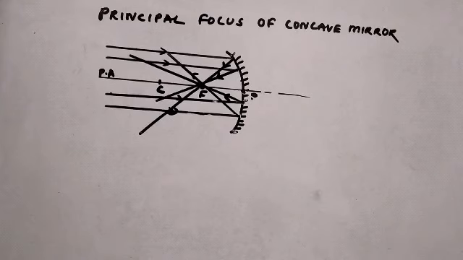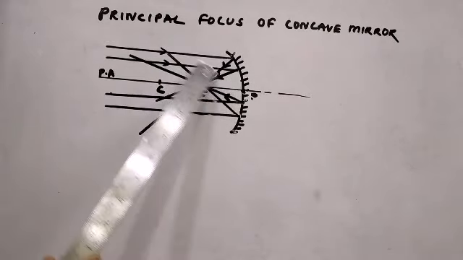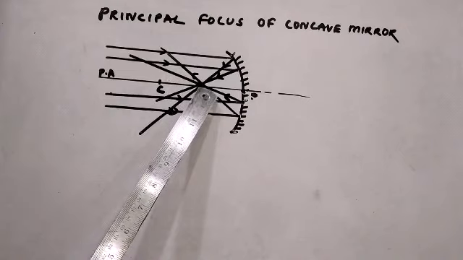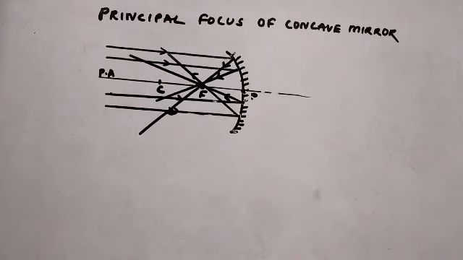Principal focus of concave mirror is real because the reflected rays of light actually meet at a point after reflection.